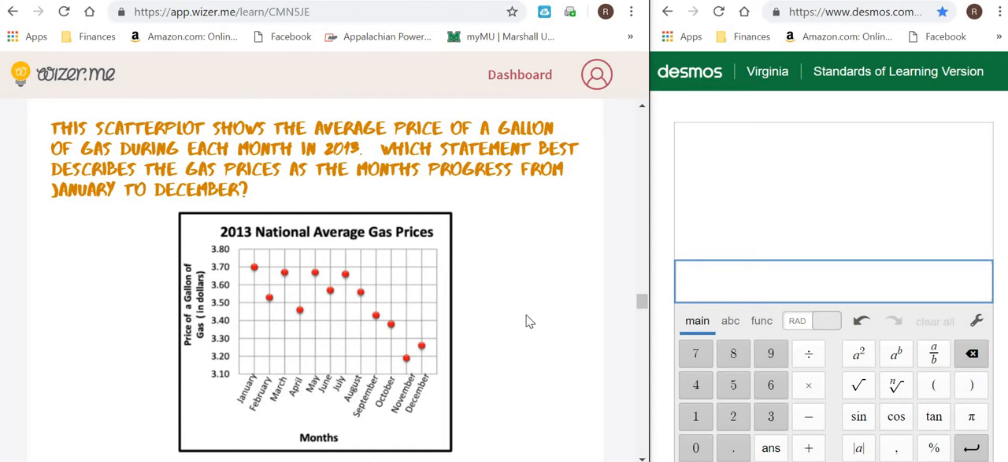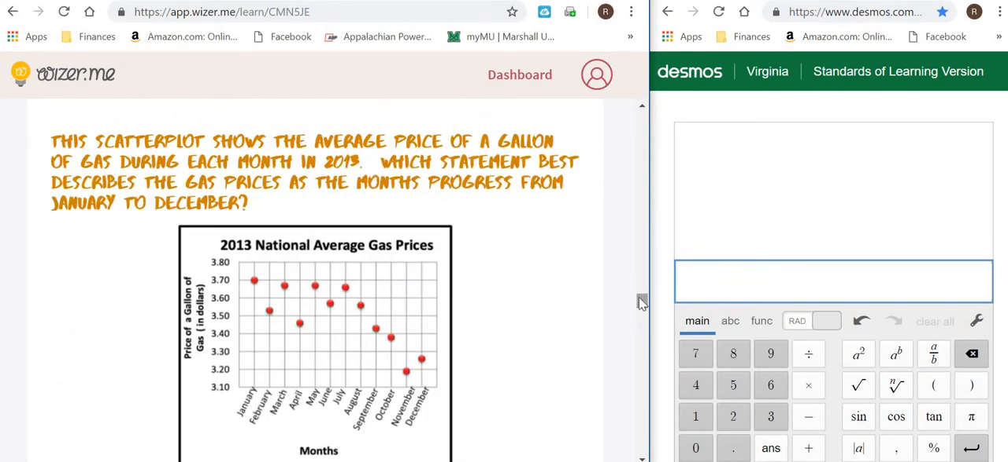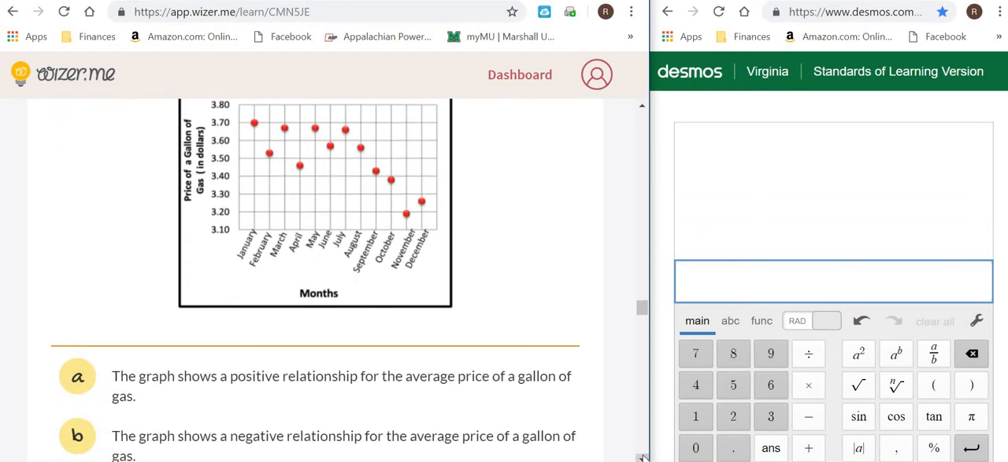All right, here's the next section, Scatterplots. Let's see if I can figure out how to do this. It says a scatterplot shows the average price of a gallon of gas during each month in 2013, and these are the average prices. Which statement best describes the gas prices as the months progress from January to December? So as we move from left to right.